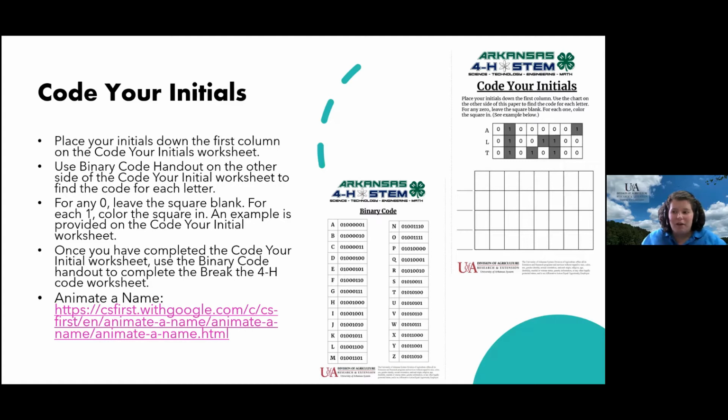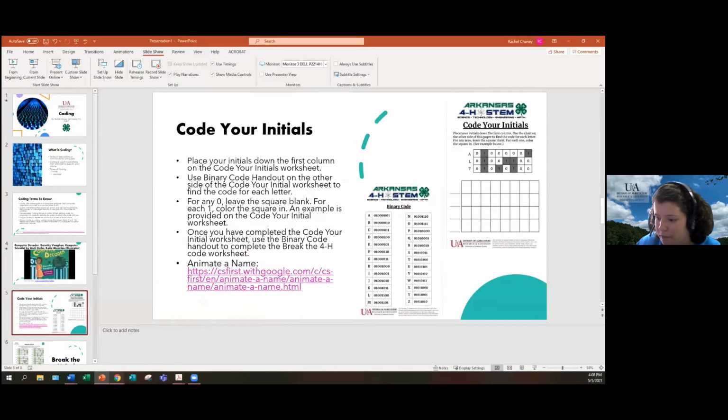In your package, you got a couple of different handouts. Code Your Initials is one of the handouts, and that's the one we're going to get to first. If you have that handout in front of you, what you'll do, if you haven't already done this activity, is place your initials down that first column. I'm going to pull up the PDF copy on the screen. Let me stop share for just a second, and we will go through it and make sure everybody's on the same page. That sound okay?